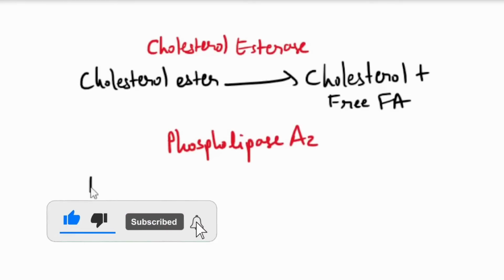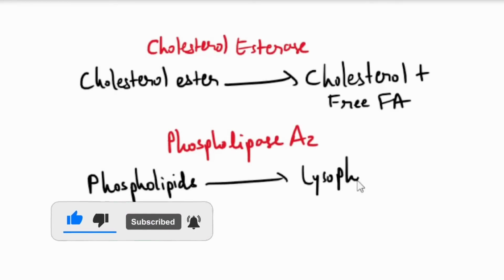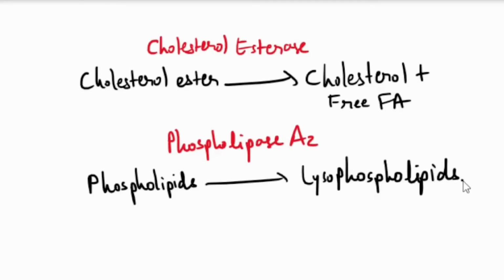Phospholipase A2 acts on phospholipids to form lysophospholipids and free fatty acids. I have made a full video on the action of enzyme phospholipases. You can click here on the card and watch it.